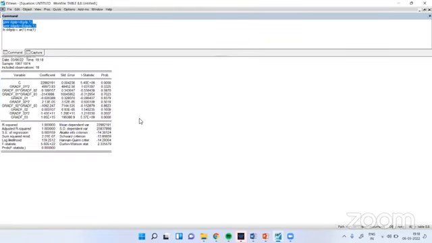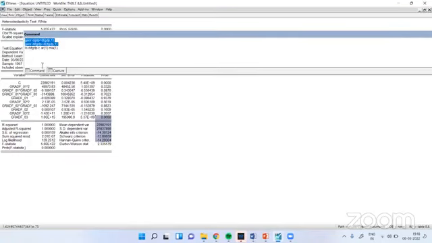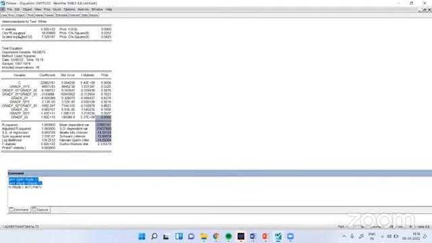And you should see this value. Is it more than 0.05 or less than? Is it good or bad? This is a test for residual. Is it good or bad?